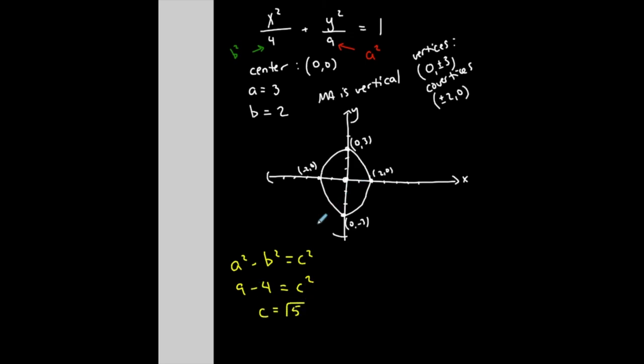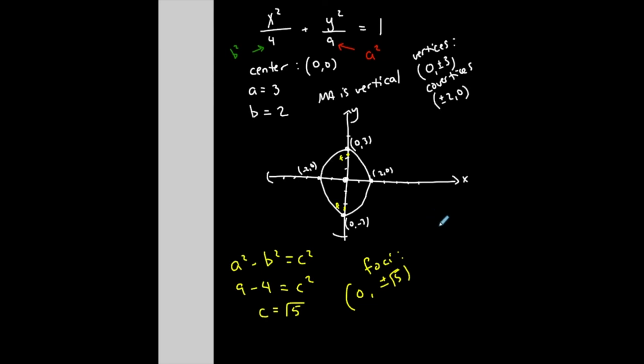So the square root of 5 is 2 point something, and each focus lies along the major axis. So if I go from the center, square root of 5, 2 point something, up, approximately here, 2.5 down, approximately here, those are my foci. So sometimes you're asked to determine the ordered pairs of each focus. And you're going up and down from the center along the major axis, so it's really just 0, plus and minus the square root of 5. So these are the ordered pairs for each focus.